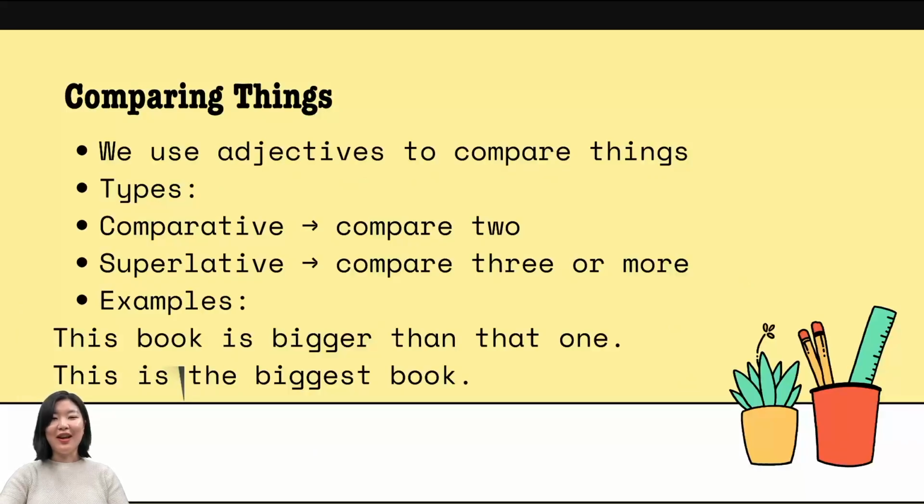So let's get started. Comparing things. We use adjectives to compare things. The types are comparatives, which compare two things, and superlatives, which compare three or more. For example, this book is bigger than that one. So we're comparing this book and that one, which is another book. This is the biggest book. So it is saying that out of all the books, this one is the biggest.